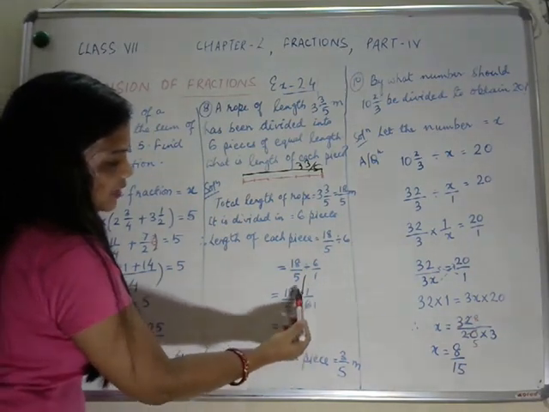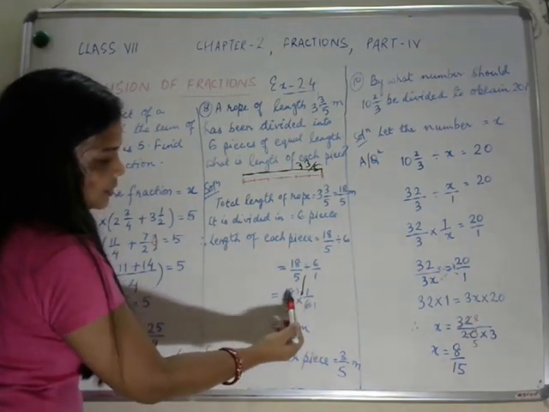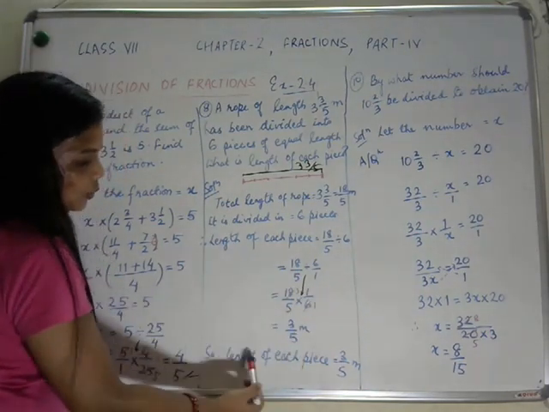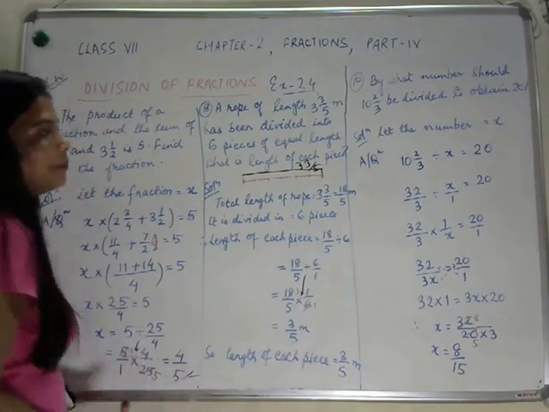And now 6 and 18 are cancelled. 6 1s are 6, 6 3s are 18. 3 into 1 is 3, 5 into 1 is 5 meter. So length of each piece is 3 by 5 meter.